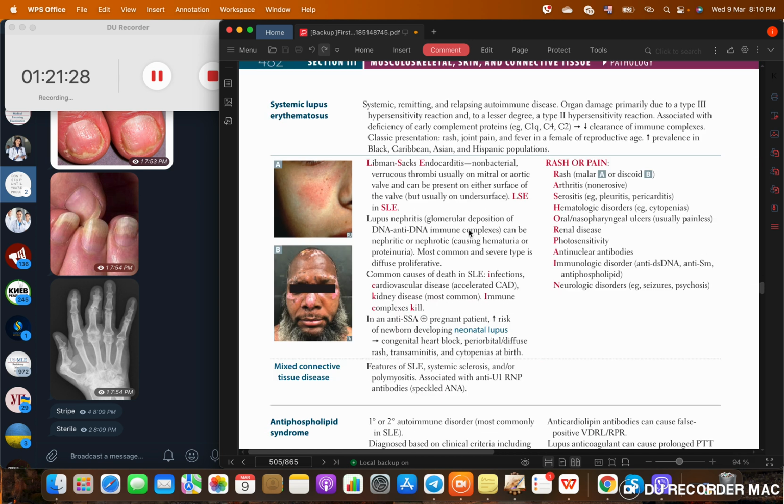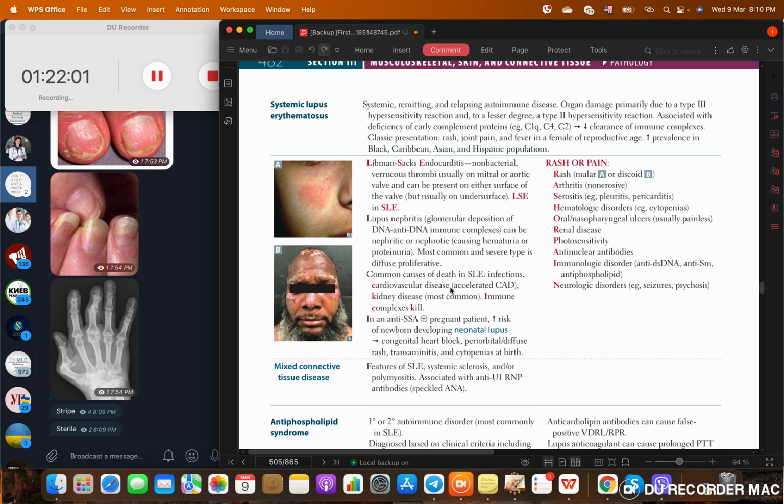So they say, lupus nephritis: glomerular deposition of DNA and anti-DNA immune complexes. I told you, the antibody is against DNA, right? So we have DNA, anti-DNA, and the complement together. They make the immune complex, which can lead to both nephritic and nephrotic syndrome, causing hematuria or proteinuria. Hematuria in nephritic, proteinuria in nephrotic. Most common and severe type is diffuse proliferative.